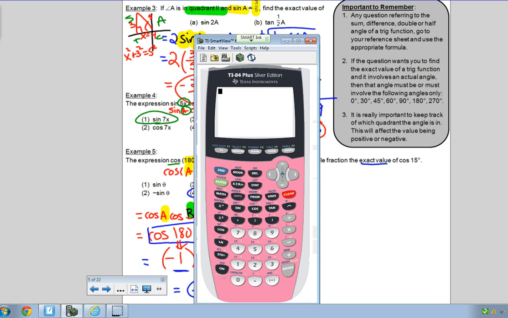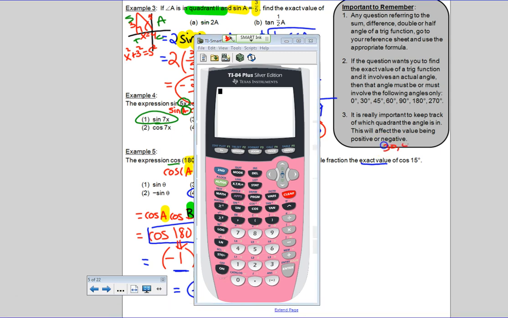Well, we know for a fact we have exact values for 30, 45, and 60. We also could do it using 90, 180, and 270. I told you angles that involve multiples of 90 can easily be done on your calculator. So in order to do cosine of 15, you have to be tricky. You have to ask, how can I get a 15 angle using 30, 45, 60, or even 90, 180, and 270? There are actually two ways to get cosine of 15.